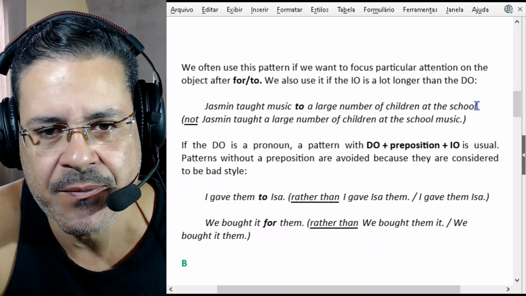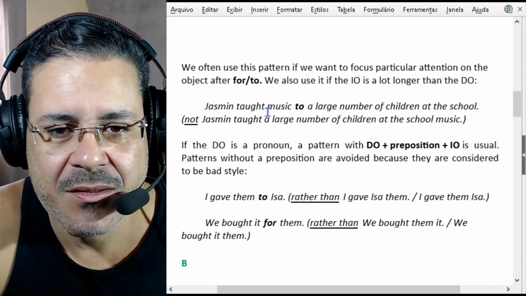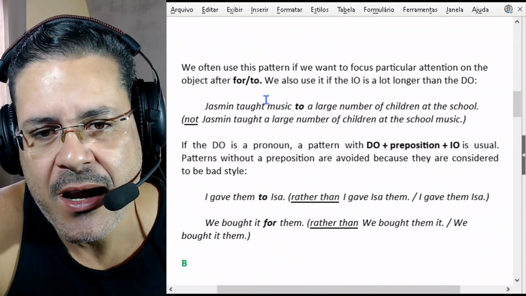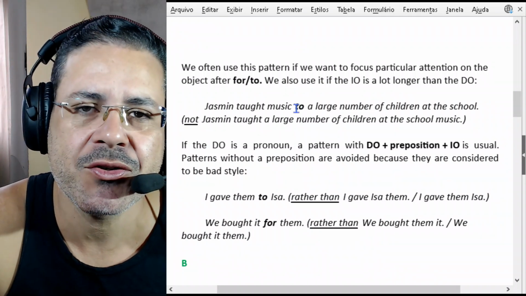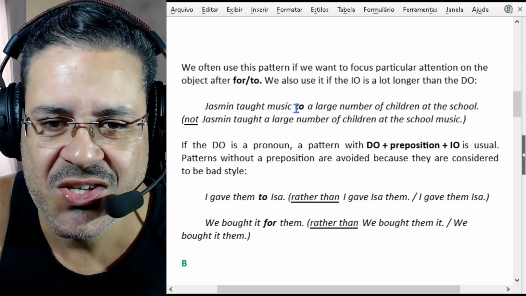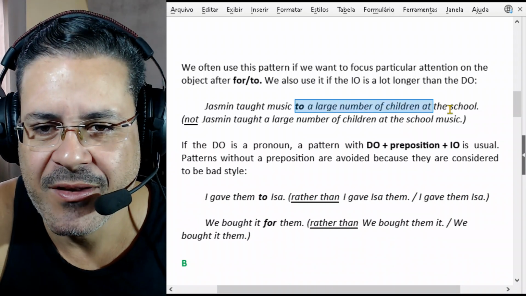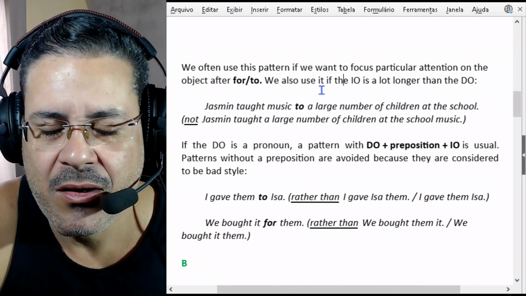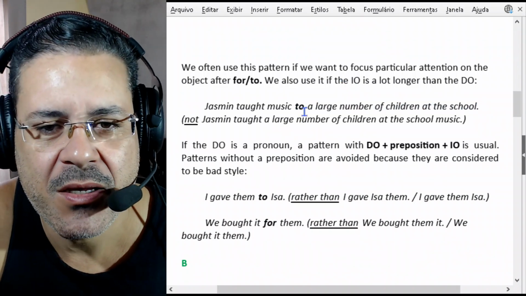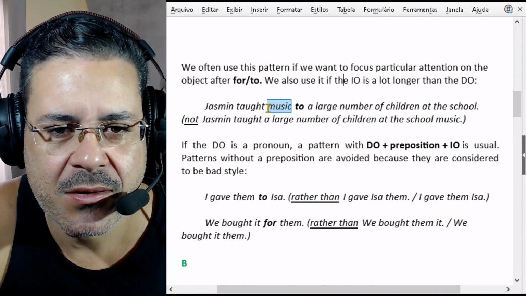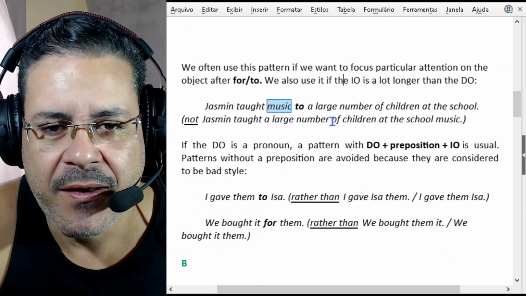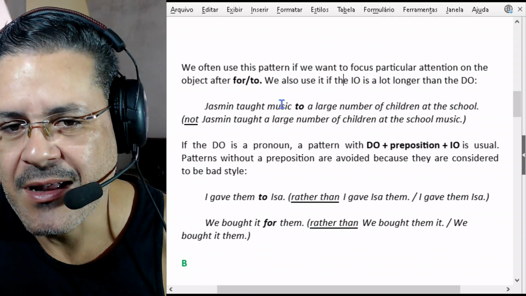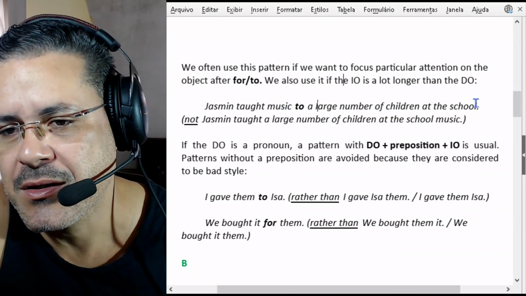So notice that Jasmine taught music, which is the direct object, to a large number of children at the school. So notice the extent of the indirect object. It's far larger, far bigger than the minuscule direct object. In that case, the order has to be direct object first and indirect object at the end.